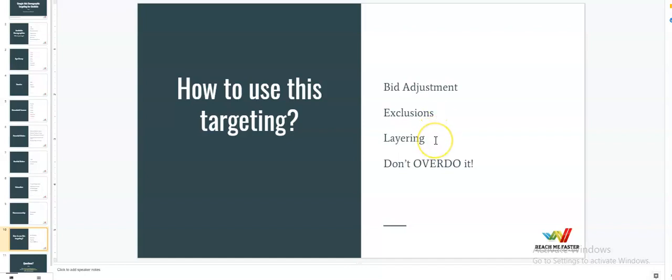And then of course layering, I talked about it earlier. For instance, you can combine the keyword targeting, let's say dentist, root canal, etc., and then you can apply one of these income levels. Let's say you can put a positive bid adjustment on the 20 to 30% group, and then you can also apply something like the education level or maybe parental status.